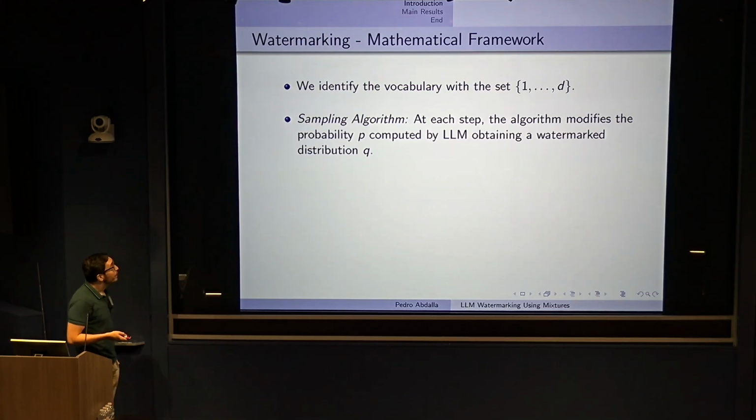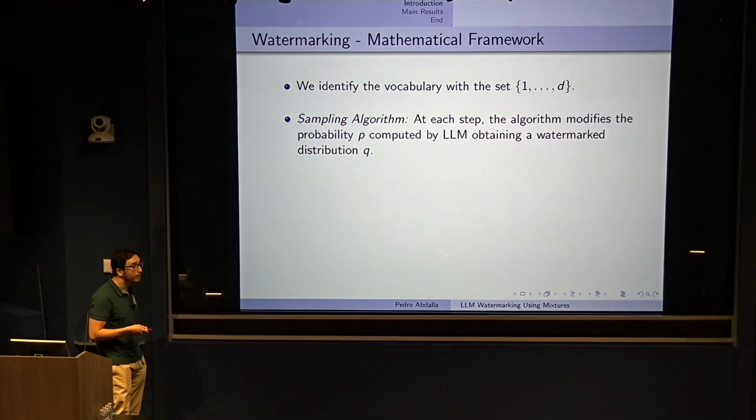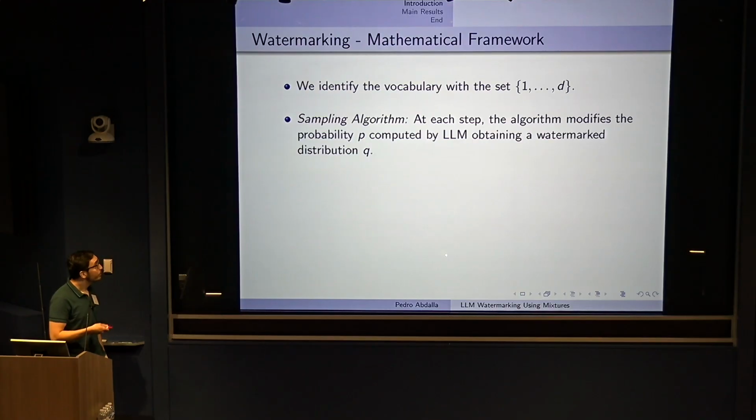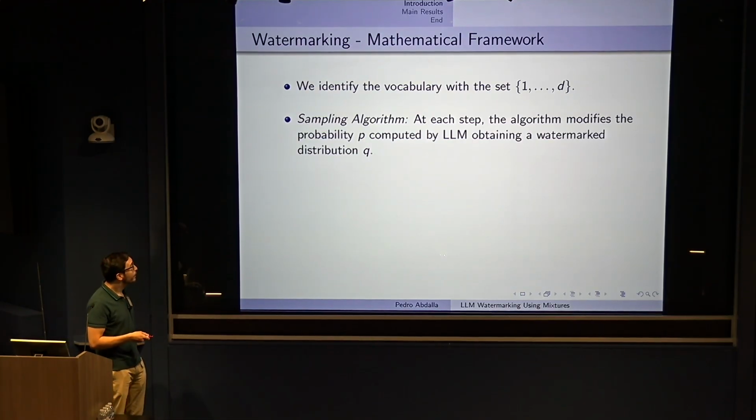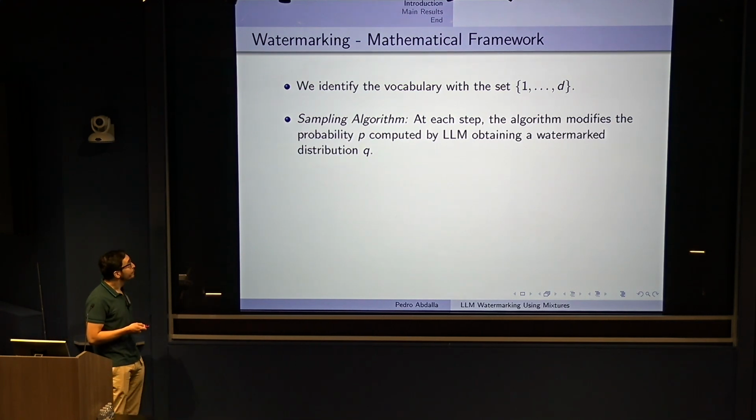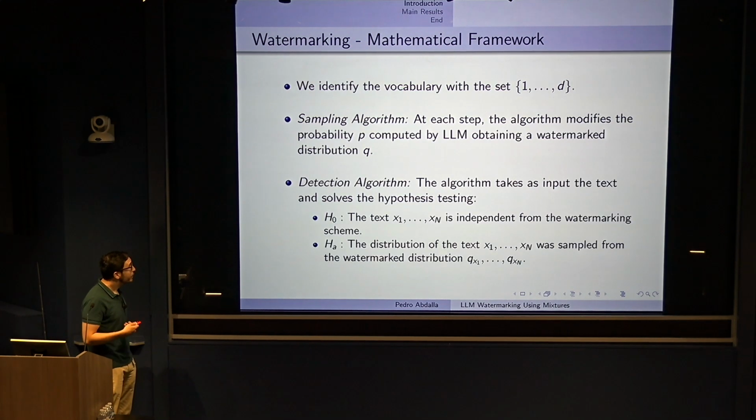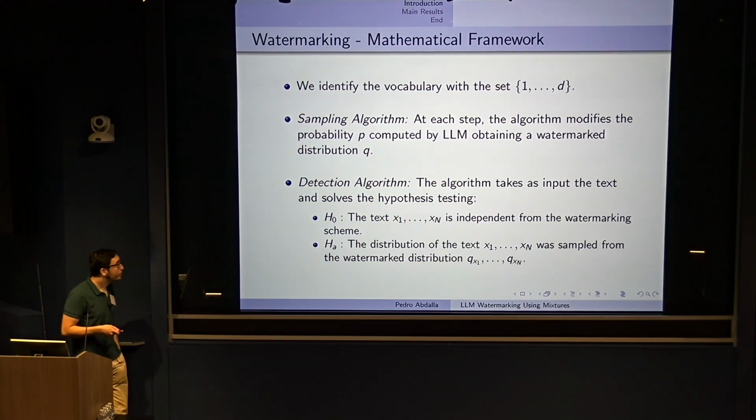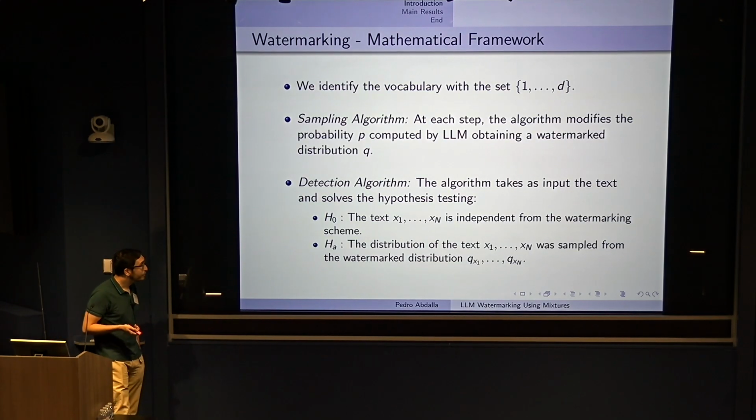So let's establish that watermarking is going to have two phases. Phase 1, a sampling algorithm: at each step that you're going to sample a token, our watermarking algorithm is going to pick the probability P computed by the LLM, and compute a watermark distribution Q that's supposed to satisfy the previous requirements, right? And the detection algorithm, that's the hypothesis testing that I was talking about. You need to have the text and have the key and solve this hypothesis testing.